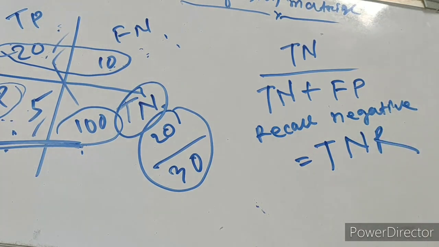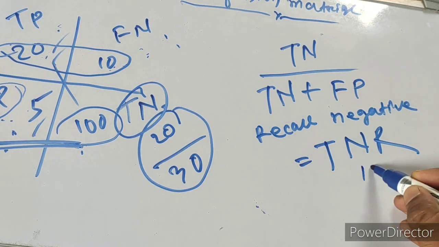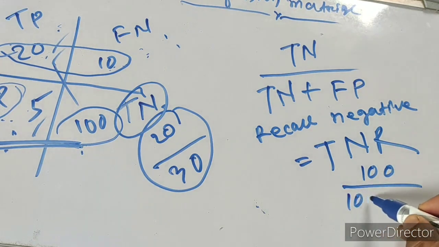The way we considered recall of positive as true positive rate, in that way we considered recall of negative as true negative rate. So here true negative rate will be considered as 100 by 100 plus 5, 100 by 105. So in that way we can find out precision and recall.